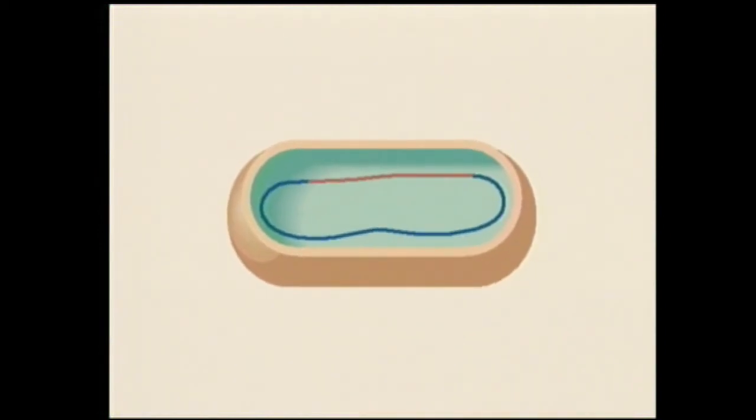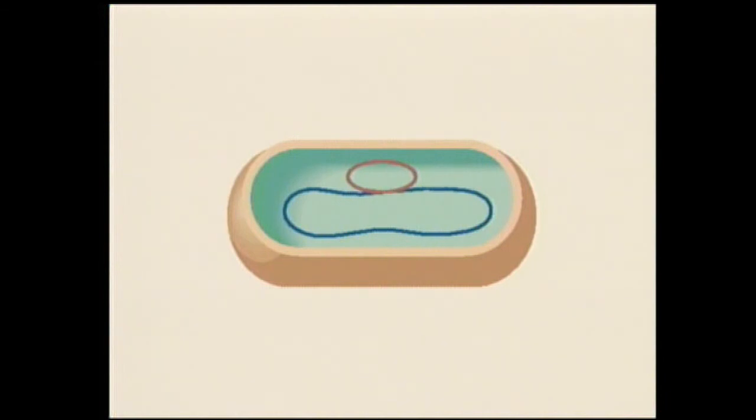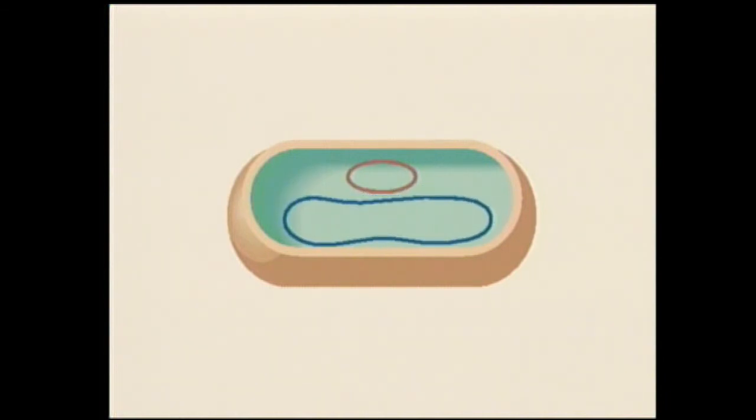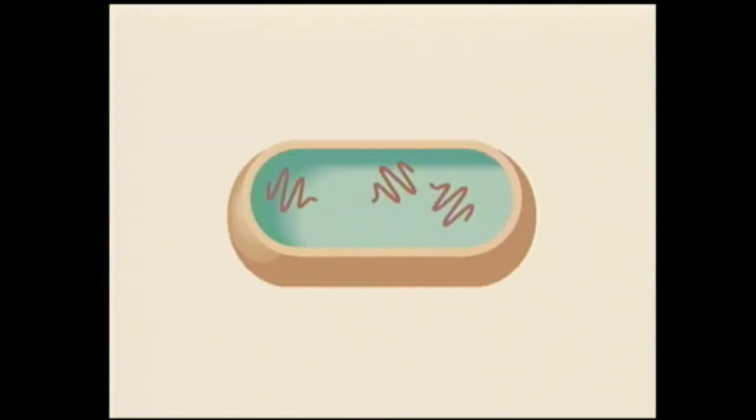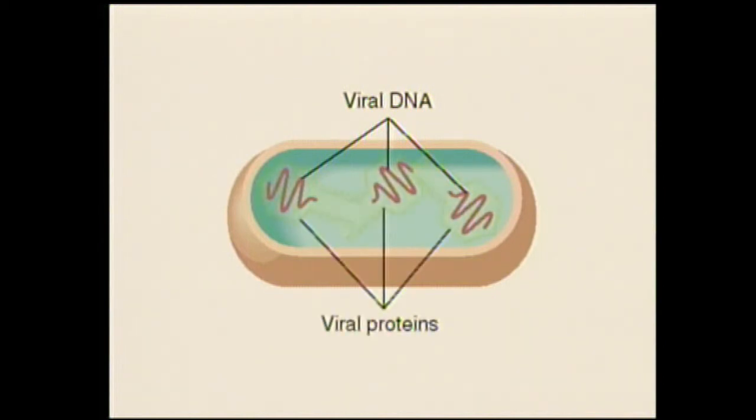At any time, the prophage may separate from the host's DNA. When the viral DNA is free in the host cell, it can enter the lytic cycle. In the lytic cycle, viral replication rapidly kills the host cell. The virus takes control of the host. The host cell is forced to make copies of the virus by replicating the viral DNA and producing viral proteins.